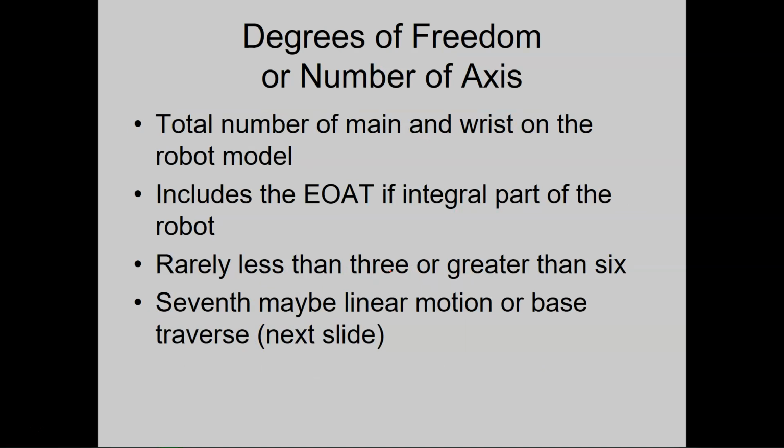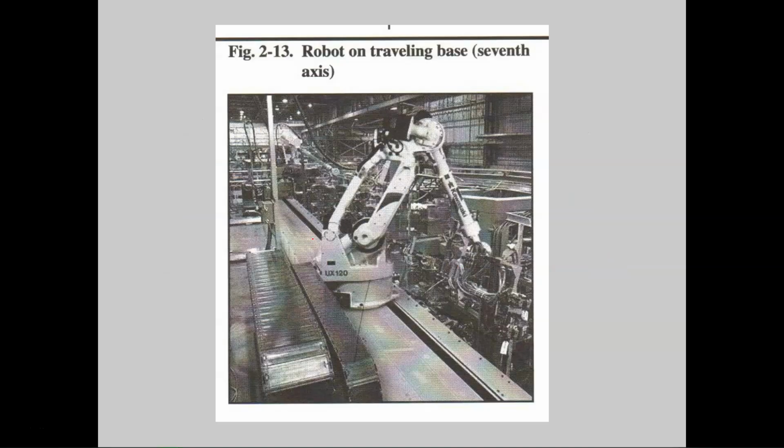Degrees of freedom or number of axes. This is the total of main and wrist joints on the robot. If the end of arm tool is an integral part of the robot, that can be another axis. It is rarely less than 3 or greater than 6. And the 7th may be like a linear motion to the base for movement. So that's this guy right here. He has 3 here. You have 1 here. You have 1 here. You have 1 here. And then you have number 7, which is this track right here.